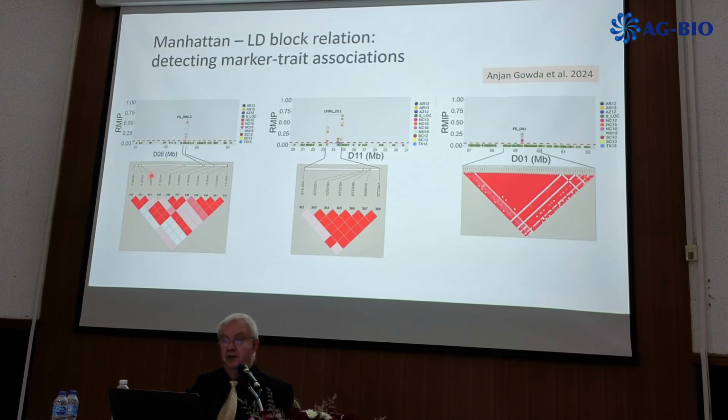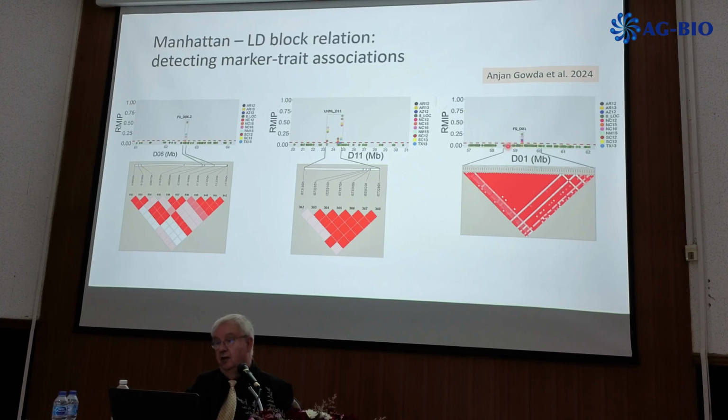Now here you can see a very nice example of three Manhattan plots with the marker here in the middle, the QTL. You can see that in this region you have a linkage disequilibrium block. The light regions have a lot of recombination, and the LD is low, and the dark red are the regions where the LD is high. And here in this region, you have much less recombination, and the LD is much higher.